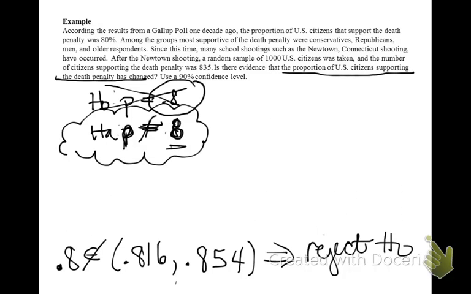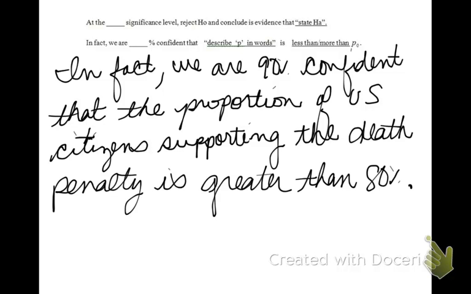According to the confidence interval, the true proportion should be somewhere between 0.816 and 0.854. And we're actually 90% confident that this value will be in this interval. So we're 90% confident that this proportion is larger than 80%. In fact, we are 90% confident, saying P in words, that the proportion of U.S. citizens supporting the death penalty is, and then choose either less than or more than, we chose more than, more than 80%. Remember, 80% was your P0.